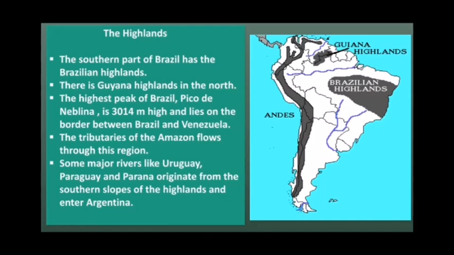The regions in the east and south of the Brazilian highlands have an altitude of more than 1000 meters. But in other parts, the altitude is between 500 and 1000 meters. The highlands gradually slope towards the north and the slopes are not very steep, they are gentle. The tributaries of the Amazon flowing through this region make rapids and waterfalls.